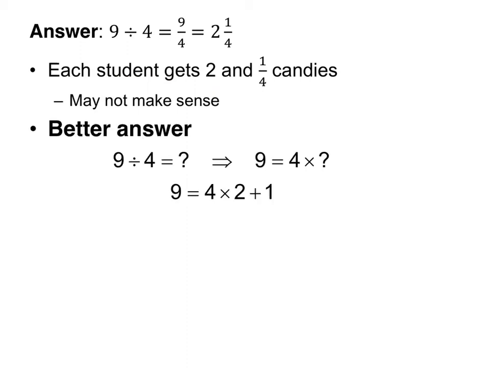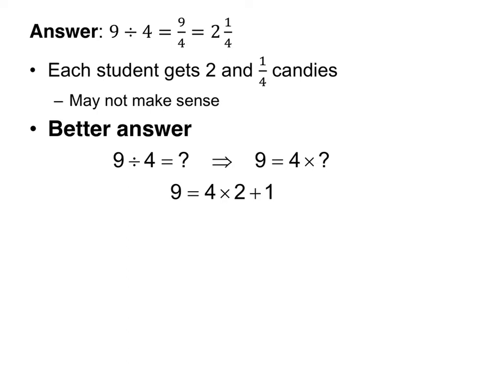Well, to come up with a better answer, let's make an observation here. Here's our division problem, 9 divided by 4 equals question mark. As an equivalent multiplication problem, it looks like this: 9 equals 4 times what? So I think, what whole number would solve this multiplication problem? Well, there isn't a whole number that we can multiply by 4 to get 9. So could I come close to solving this problem? Well, 4 times 2 is 8, which is almost 9. To get equal to 9, I just need one more. So 9 equals 4 times 2 plus 1.